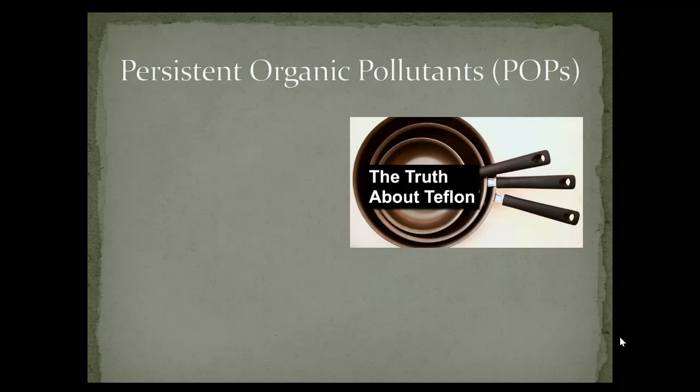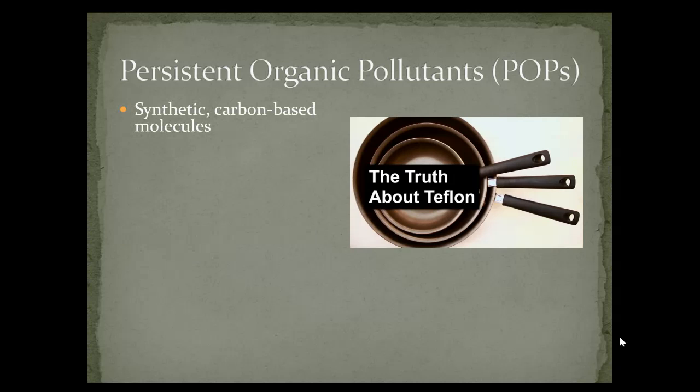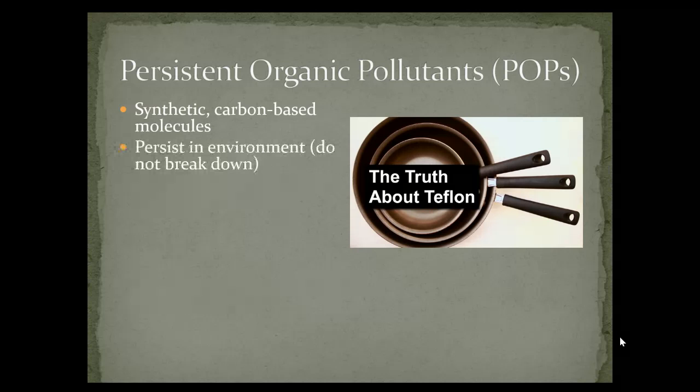Certain chemicals are called persistent organic pollutants. Persistent because they last a long time in the environment. So some of them are synthetic, so man-made, and they're carbon-based. And they all are persistent in the environment, so they don't break down. They can last for hundreds of years.